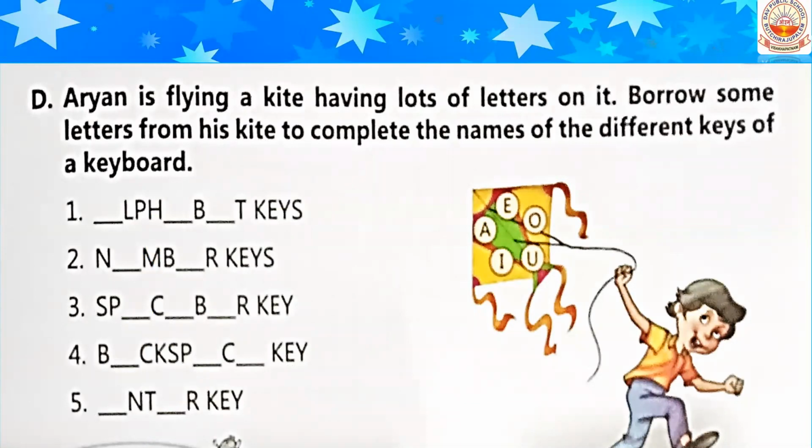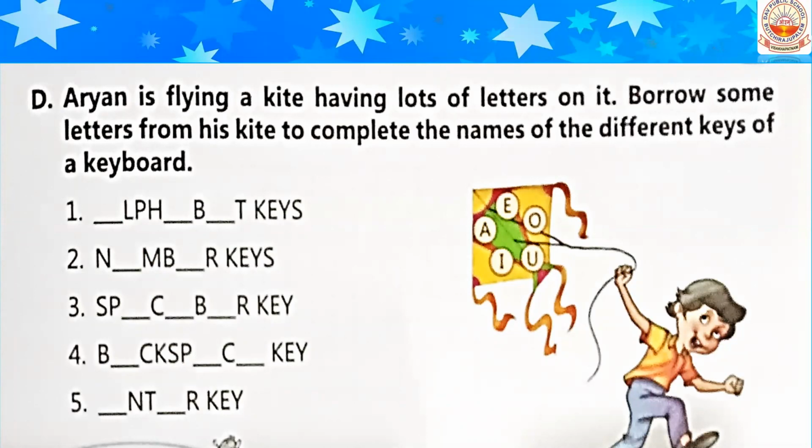Now, let us do one more exercise. You can see this boy is flying a kite. He is Aryan. Aryan is flying a kite having lots of letters on it. If you observe, the kite has many letters on it. What you have to do is borrow some of the letters from his kite to complete the names of the different keys of a keyboard. Here different keys of a keyboard are given, children. You have to borrow some letters from the kite and fill this. Okay, children? So we will start.